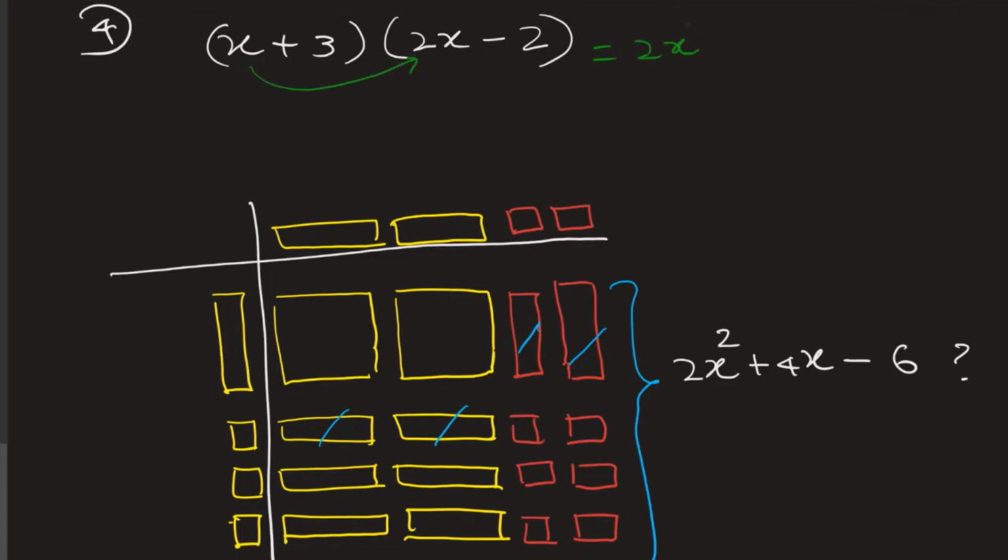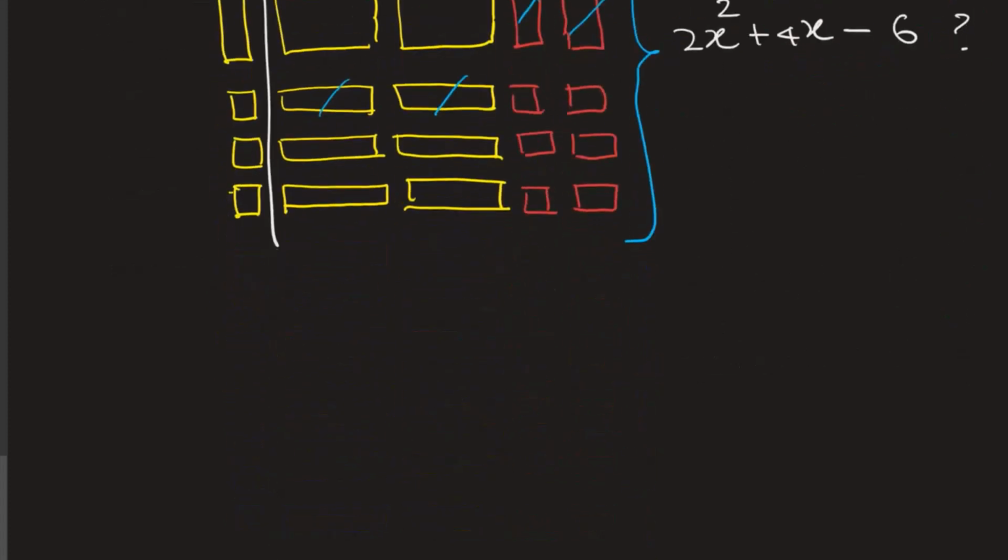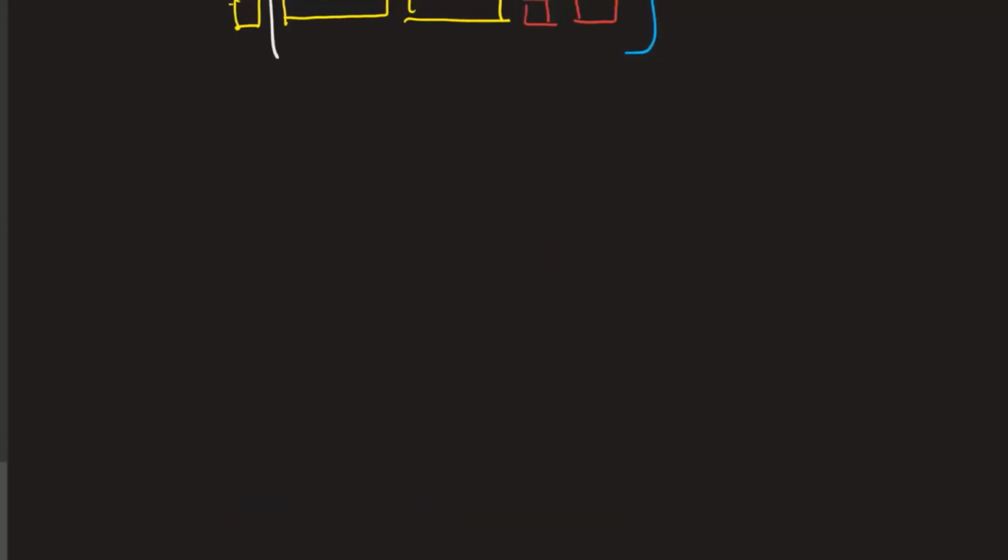So x times 2x is 2x squared. And then 3 times positive 2x will be 6x. It's positive, positive and positive. And then x times minus 2 is minus 2x. 3 times minus 2 is minus 6. Simplify here: 6x minus 2x is 4x. So that means it's correct. That's how you want to do it.